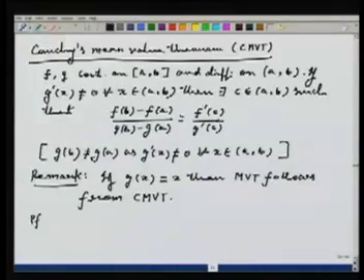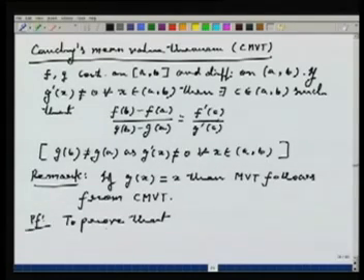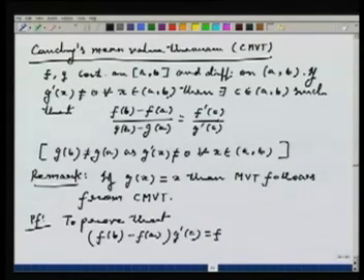Now to prove this, I just note that what I have to prove is to prove that (f(b) minus f(a)) into g'(c) equals f'(c) into (g(b) minus g(a)). This is what I need to prove.